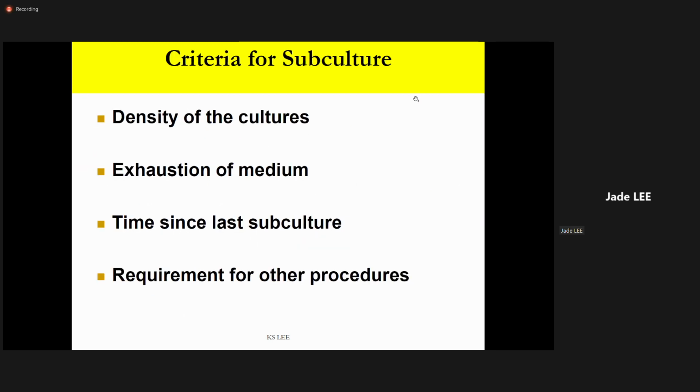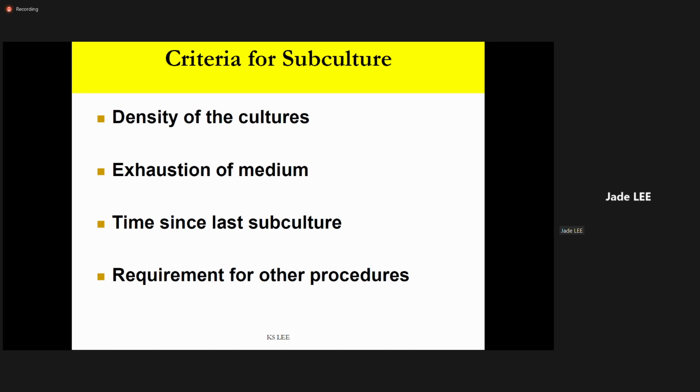So what are the criteria that we look for in subculture? First, we look at the density of the culture, because you will examine the culture periodically. You want to check whether the cells are reaching confluence or not, whether the cells have used up the space or not. You usually examine under the microscope. When the cells are reaching confluence, then you know it's time for subculture.